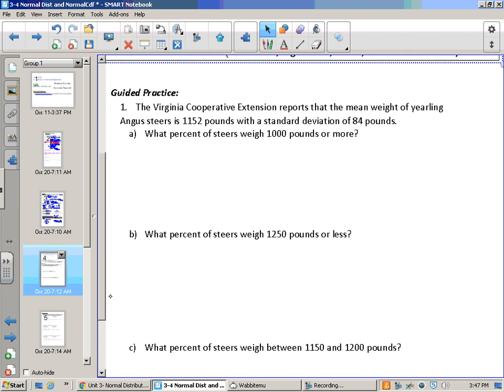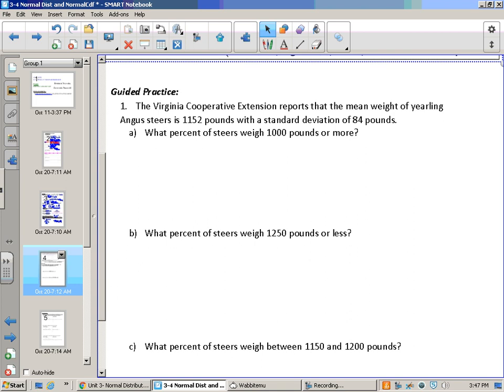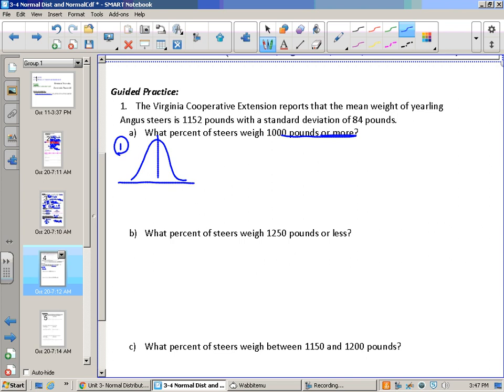Okay, so let's try this one. Same example as before, same mean, same standard deviation. We're going to start with drawing a picture. We want to know what percent of steers weigh 1,000 pounds or more. So if I draw my curve, I know the center is 1,152. I know 1,000 is below that, and I want to know "or more," so I'm going to shade above.